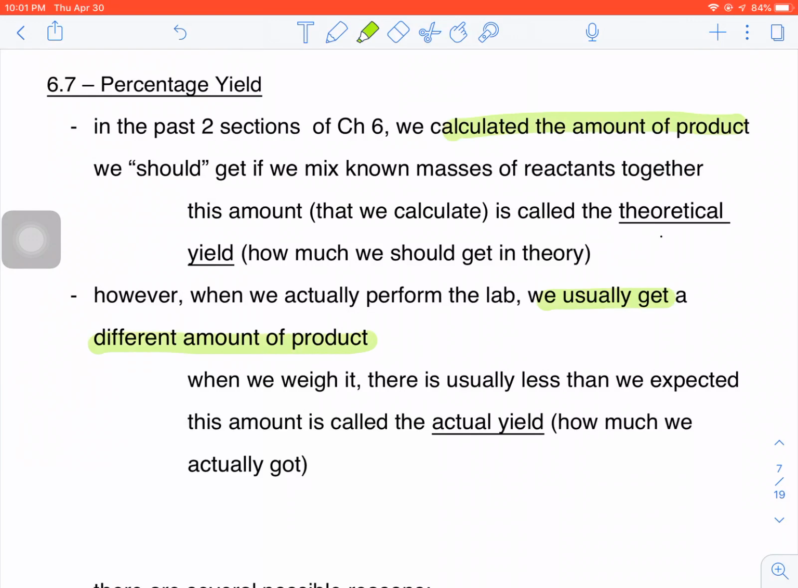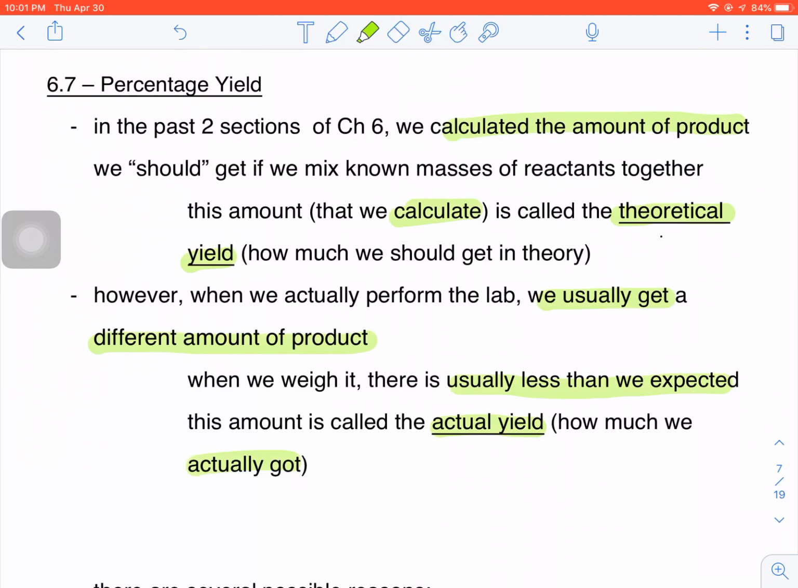So there's two amounts here. There's the amount that we were supposed to get in theory, right? That's what my calculator told me. Then there's the amount that I actually got when I did the lab, right? When I actually did the lab, how much did I really get? And it's usually less than what we expected to get. So I've got two amounts now.